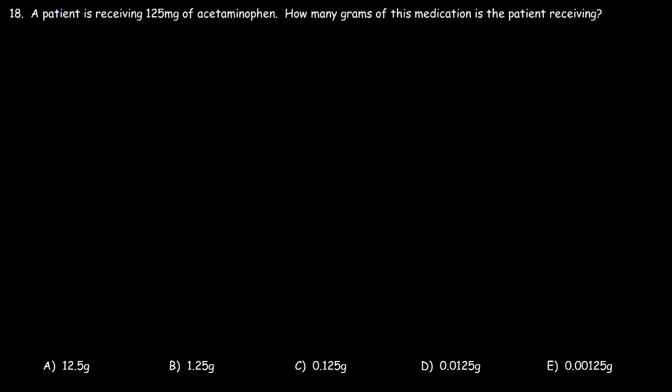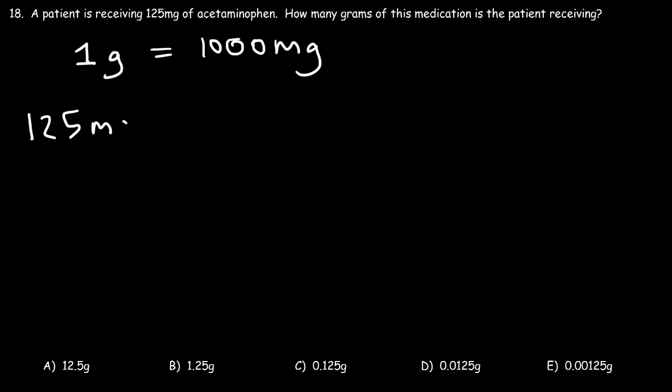Number 18. A patient is receiving 125 milligrams of acetaminophen. How many grams of this medication is the patient receiving? Now, this is another unit conversion problem. The only difference is we don't have the conversion factor. So you need to know that 1 gram is equal to 1,000 milligrams. So now we can convert 125 milligrams into grams.